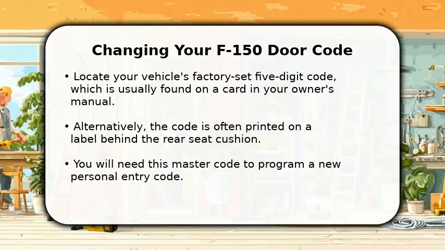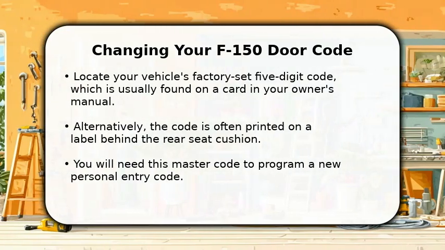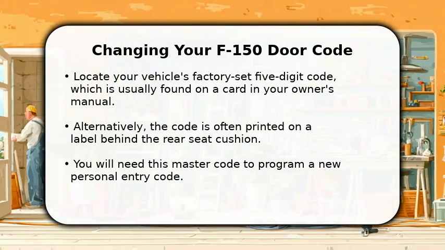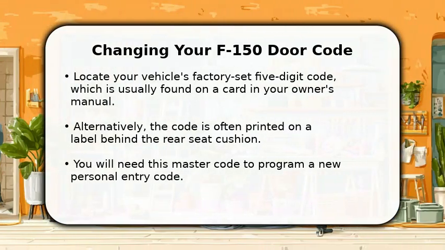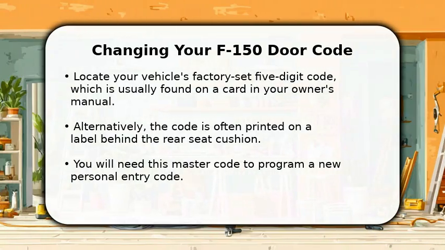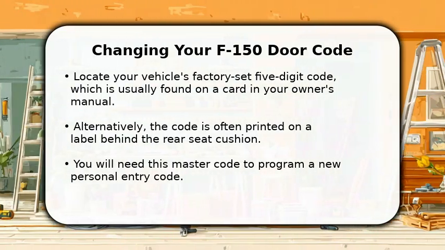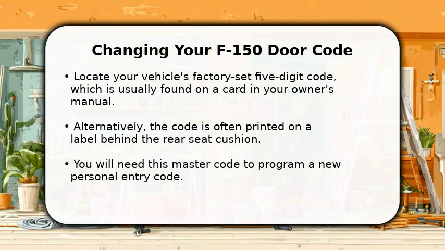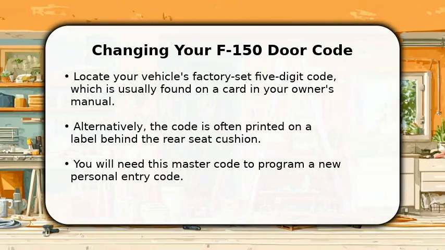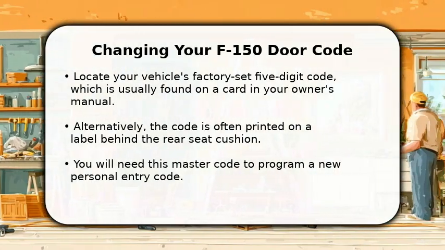In this video, I will explain how to change your Ford F150 door code. First, you need your vehicle's factory-set 5-digit code. This crucial code is often on a wallet-sized card in your owner's manual. If you cannot find the card, look for a sticker on the vehicle's computer module, typically behind the back seat. This master code is essential for programming any new personal entry code.